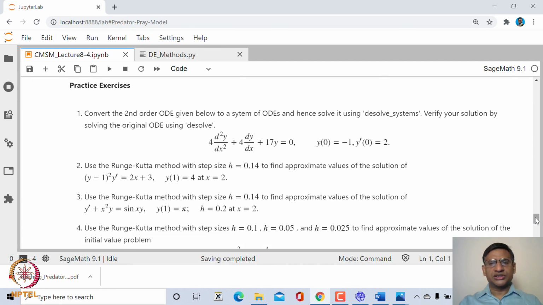Okay. So, let me stop here, and in the next class we will look at how to solve systems of non-linear ODEs. Again we can use the inbuilt method using RK4, and we will also try to create our own function, and then we will look at some applications of this.